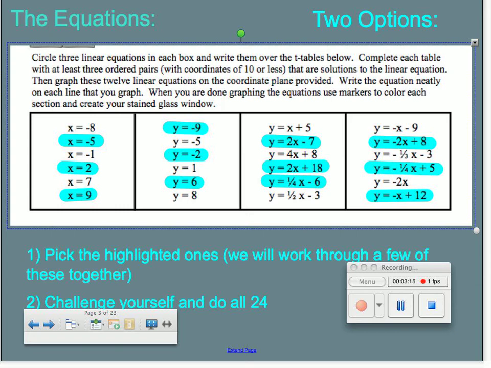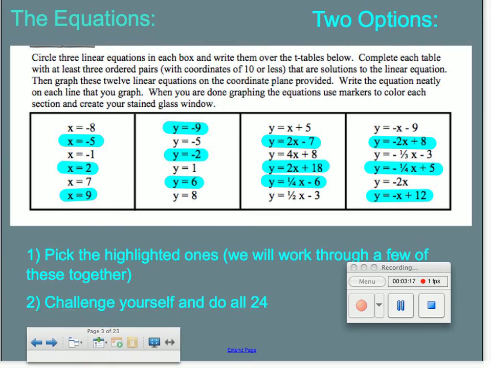So you've got 2 options. The first option is that you're going to pick the highlighted ones, the ones that are highlighted here, and we're going to be working through these together today. The second option is to challenge yourself and do all 24. Okay? So you can do all 24 in order to challenge yourself.